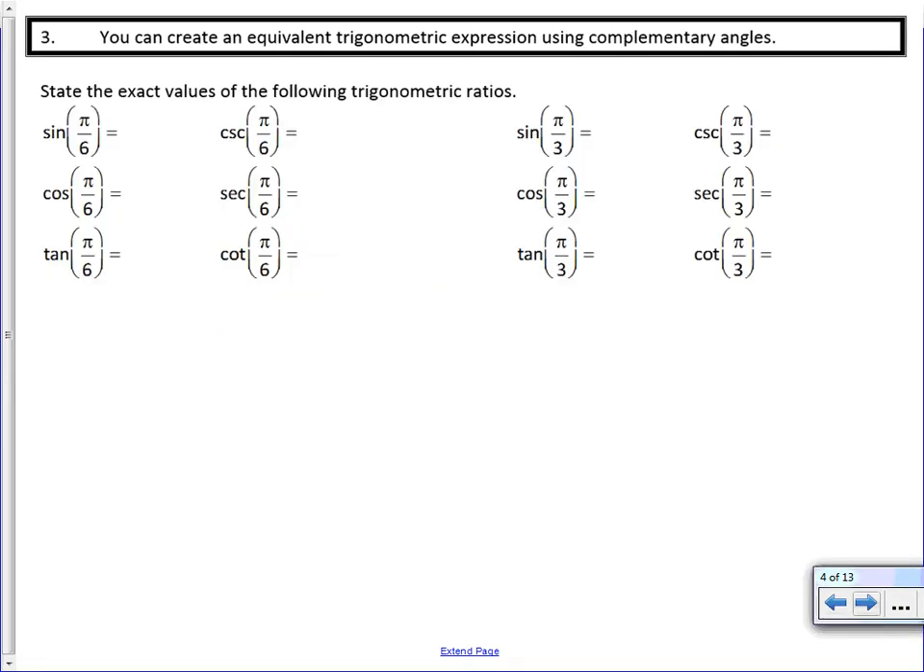Rule number 3. For this rule, we're going to do a little mini investigation, just to make sure we're on the same page. We know how this rule kind of comes about. You can create an equivalent trigonometric expression using complementary angles.